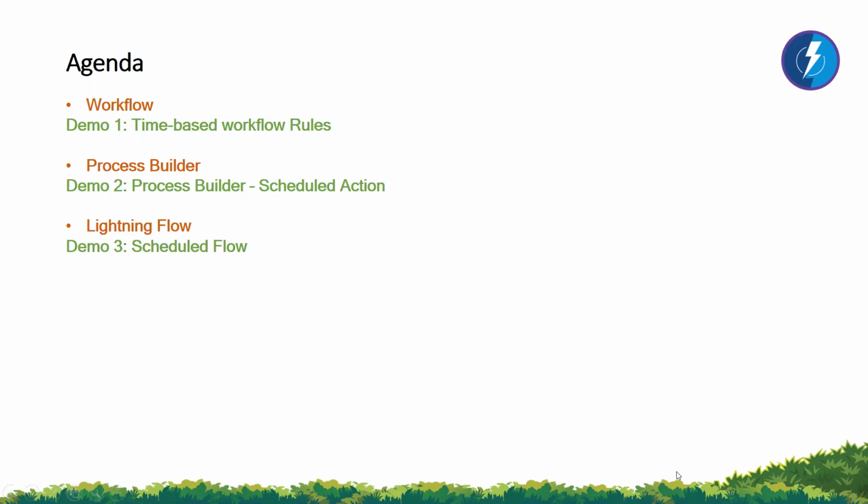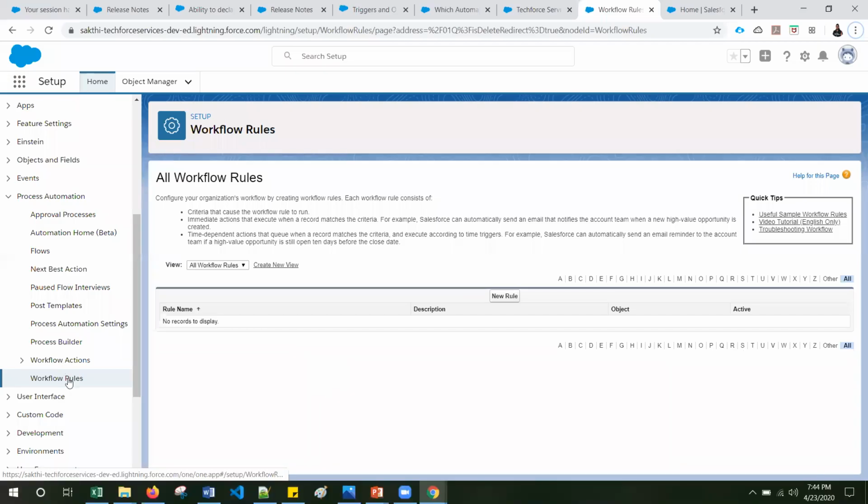I quickly log in to my developer account. From there, go to Setup, and from the Process Automation section, you can find all the automation tools such as workflow rules, Process Builder, and flows, and even approval process also. In this demo, I cover workflow rules, Process Builder, and flows. First, I go to the workflow rules and click New Rule.